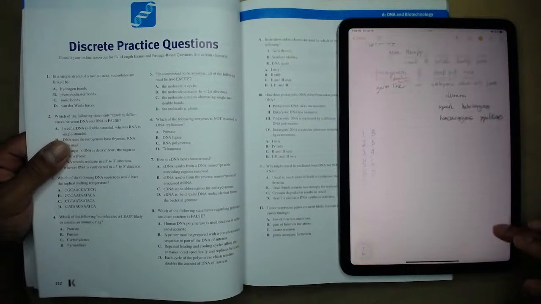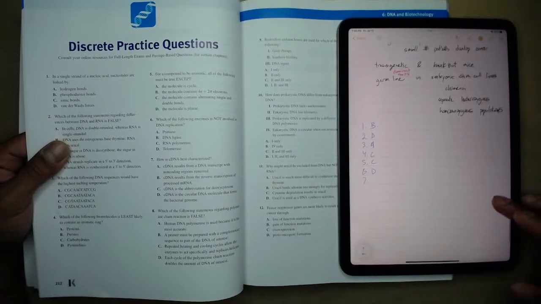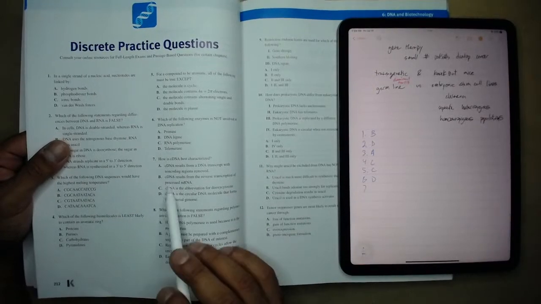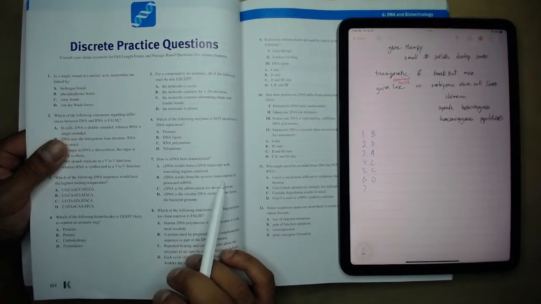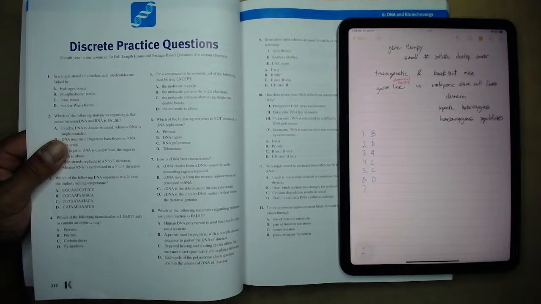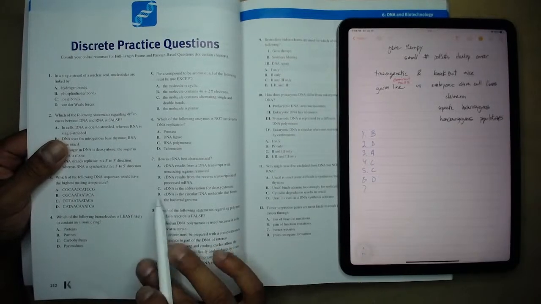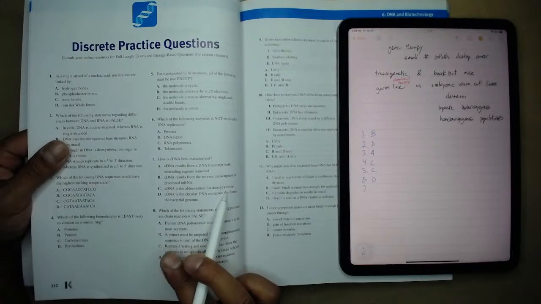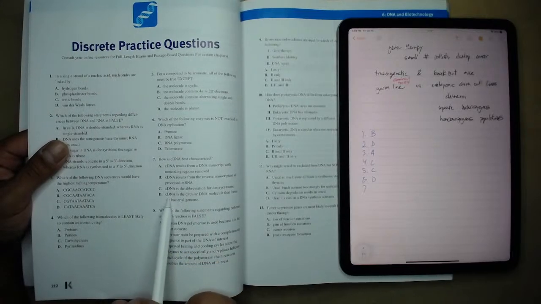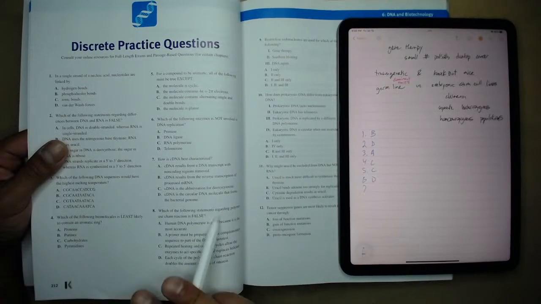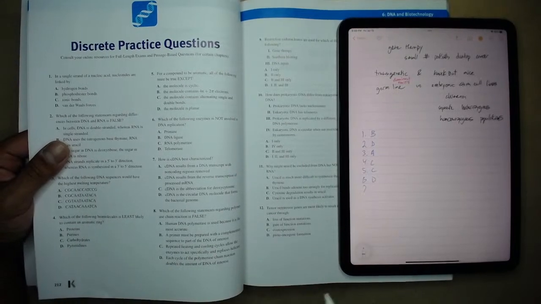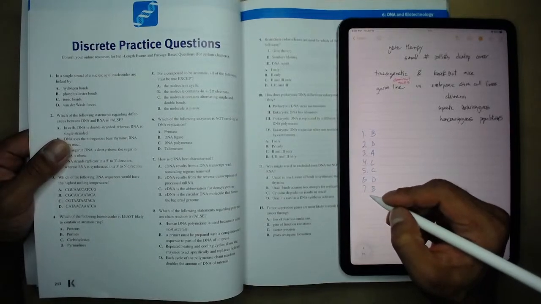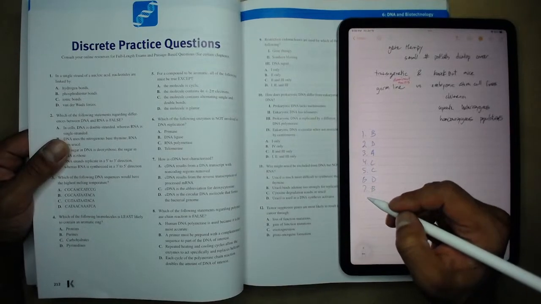Seven, how is cDNA best characterized? A. cDNA results from a DNA transcript with non-coding regions removed. B. cDNA results from the reverse transcription of processed mRNA. That sounds good. C. cDNA is the abbreviation for deoxycytosine. No. D. cDNA is the circular DNA molecule that forms the bacterial genome. No. B, reverse transcription of processed mRNA.